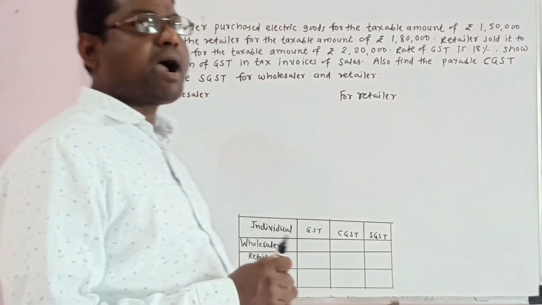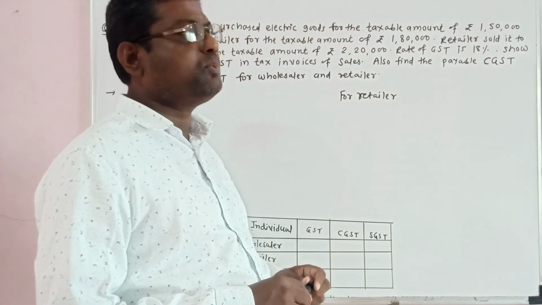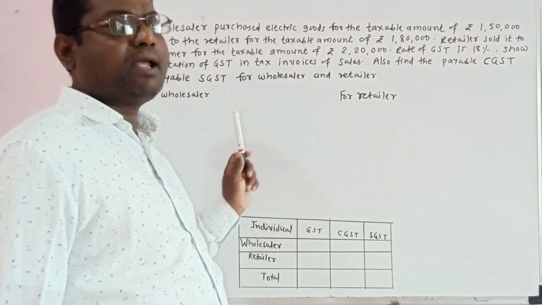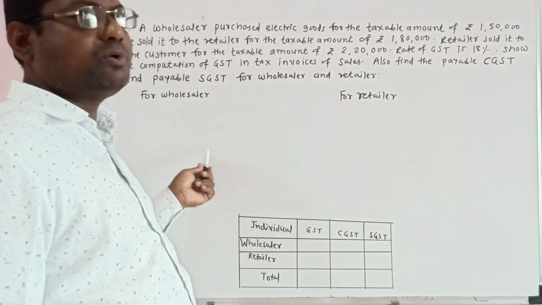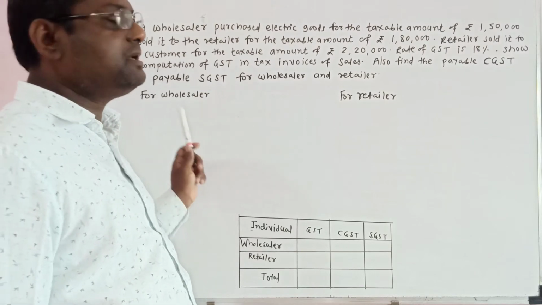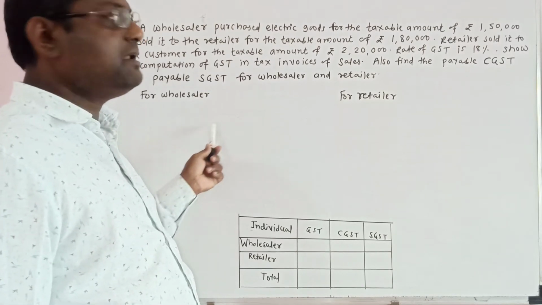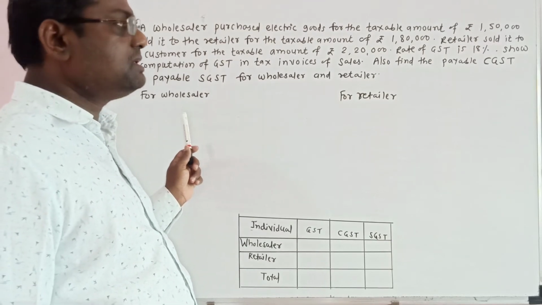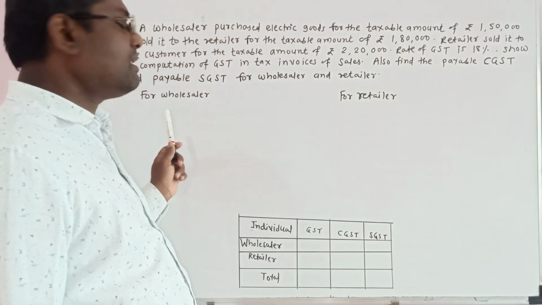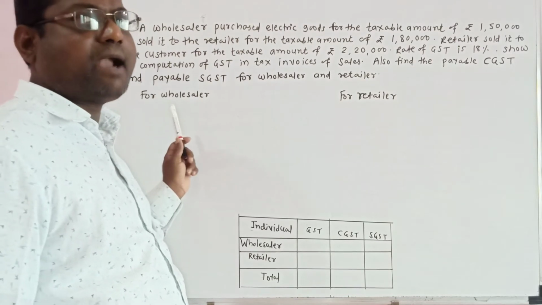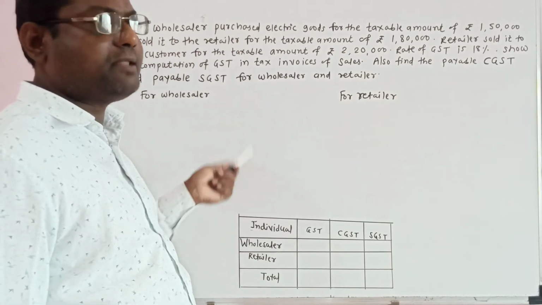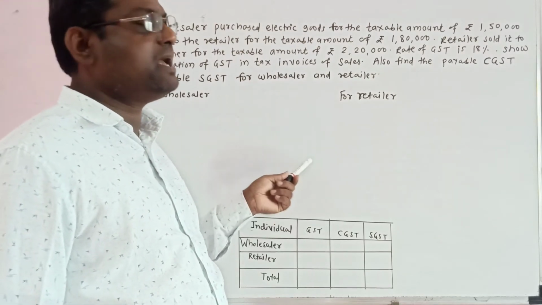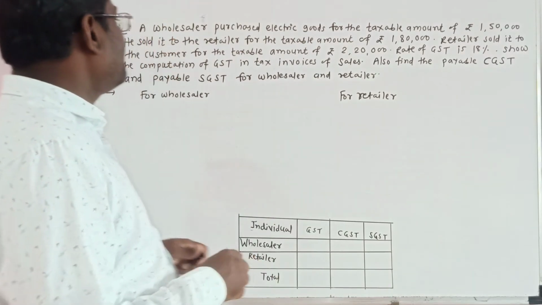Here we have to find the input tax and output tax for wholesaler and retailer. Then GST payable is equal to output tax minus input tax, and then CGST is equal to SGST is equal to GST upon 2. Now the GST paid at the time of purchase is called input tax, and GST paid at the time of sale is called output tax.